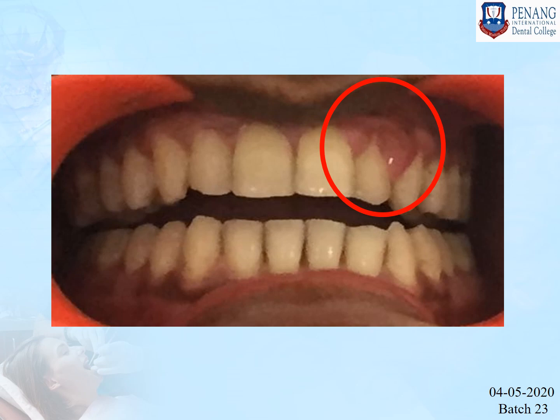So here, if you see in the photograph, there is a localized collection of pus in the gingiva, which is known as a gingival abscess, and because of this, there is an increase in the size of the gingiva, which is causing gingival enlargement.